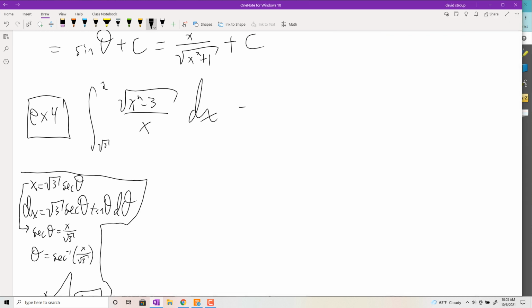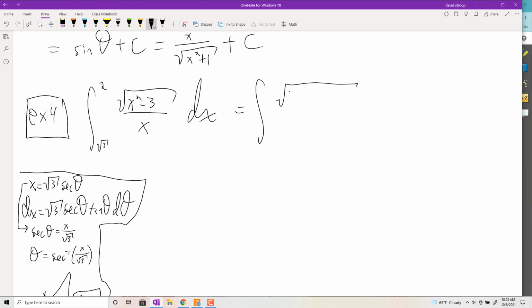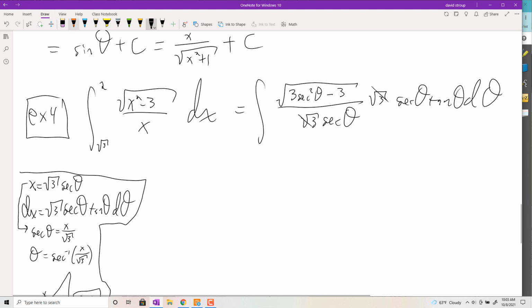So the integral of the square root of root 3 times secant theta squared, so that'll be 3 secant squared theta minus 3, all over x, which is root 3 secant theta, and then times dx, which is now root 3 secant theta tan theta d theta. Okay, so the root 3's will cancel. This thing up top, let's figure out what that's going to be. I can factor out the 3. I get secant squared theta minus 1.